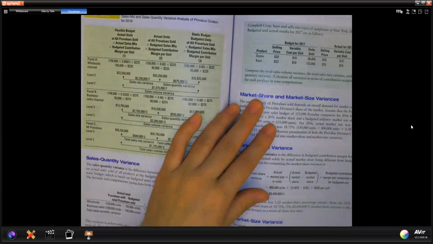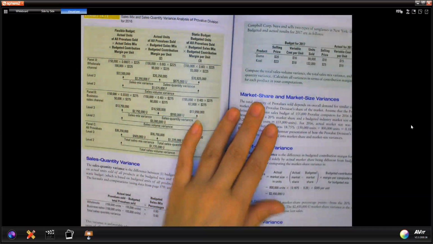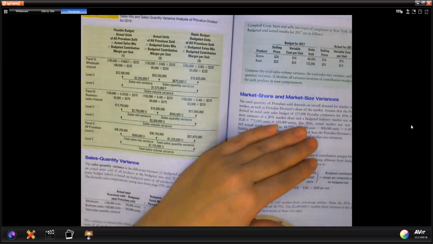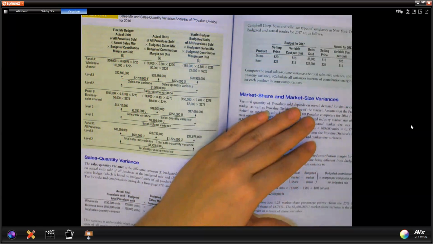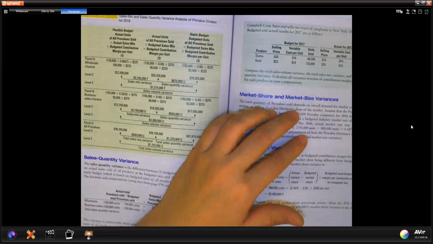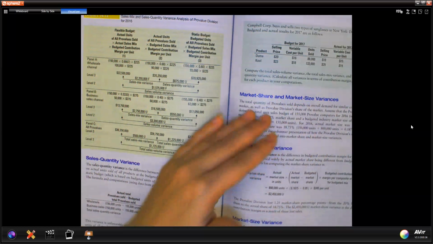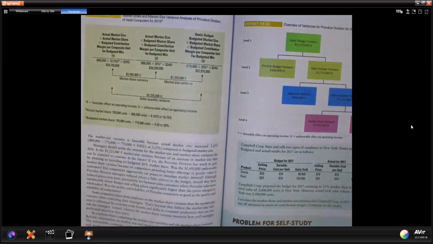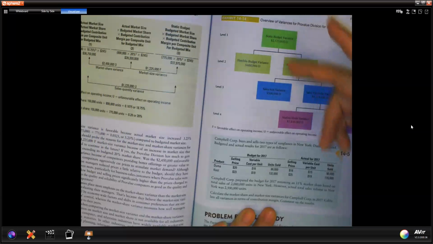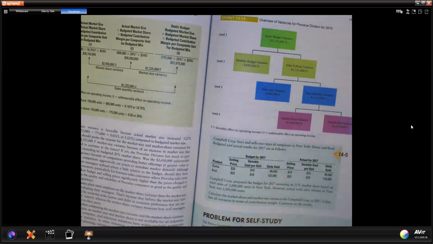We have a new thing talking about market share and market size. Some students are confused with this one because this is the new part. So you may want to spend more time on this new variance. And then make sure you know all the calculations, and you know now we have these 4 different levels of variance. Make sure you know those 4 different levels. And that's it for our chapter 14.